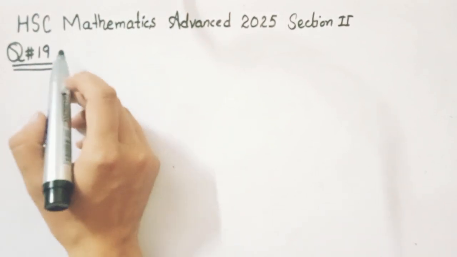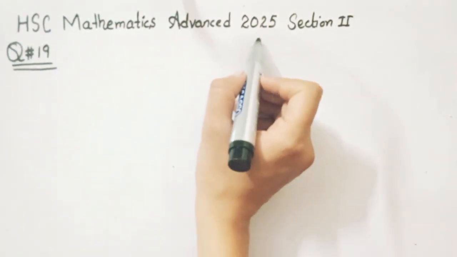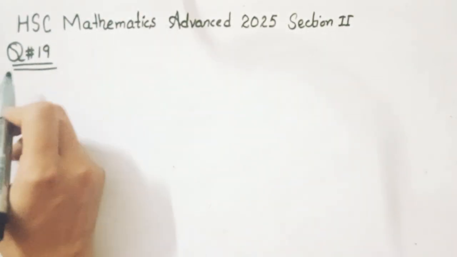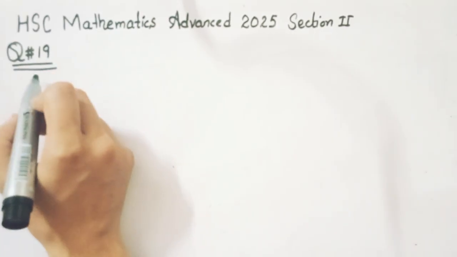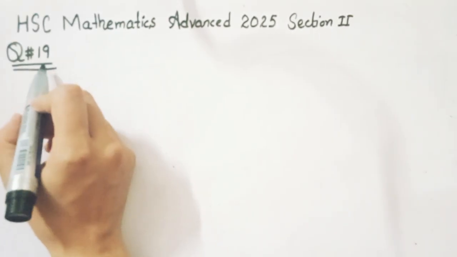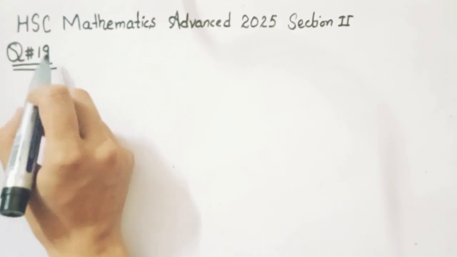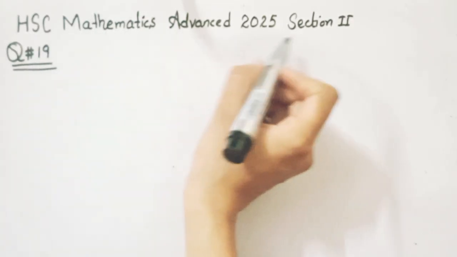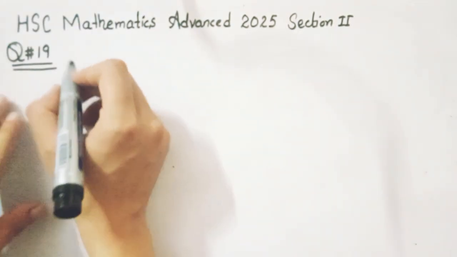In today's video, we will continue HSC Mathematics Advanced 2025 Section 2 from question number 19. In the previous video, we solved questions 16, 17 and 18, and the complete playlist is on this channel. So we will start from question number 19.